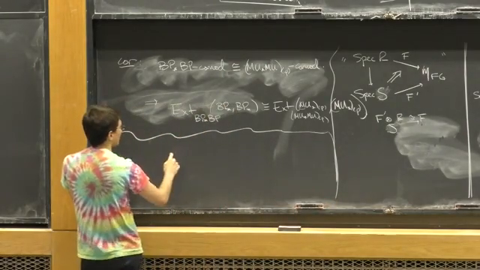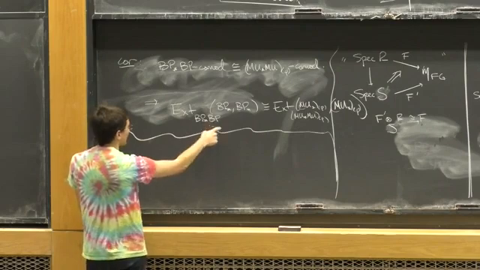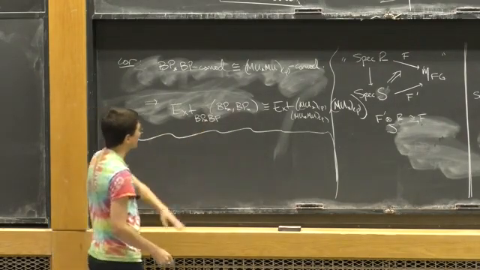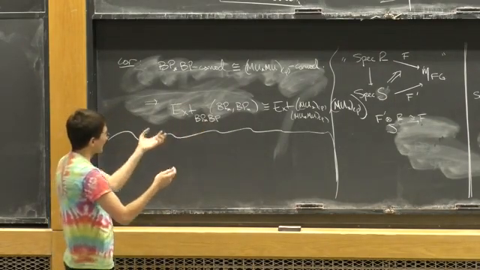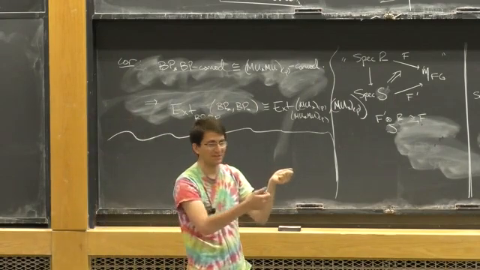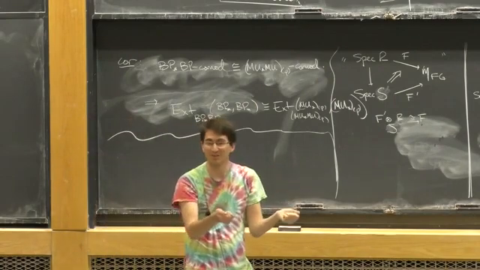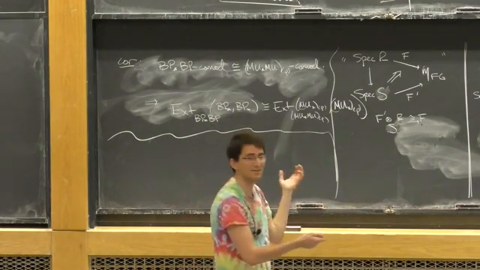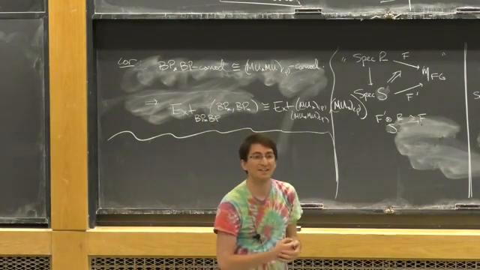So another name for Ext of BP star with itself: you're looking at BP star as like the unit object. You have a symmetric monoidal category. You can tensor things together, and BP star is like the unit. Yeah, sorry.